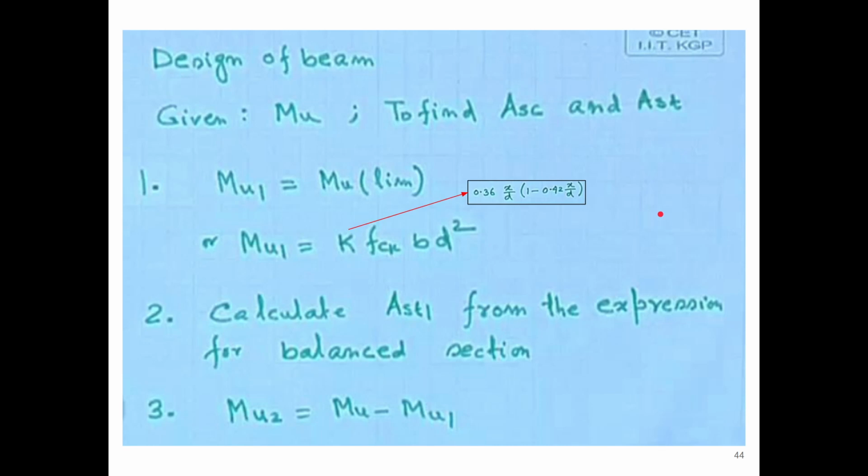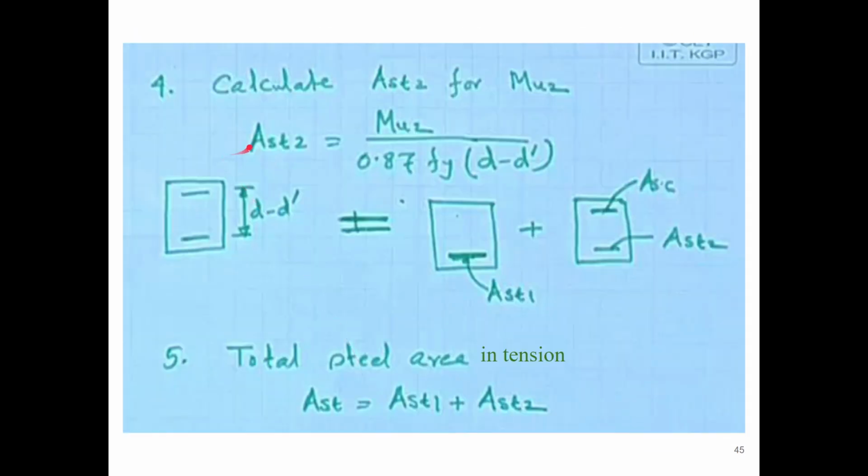So basically this is about what we discussed. Initially we tried to find out Mu1, which is k fck b d square, k having values 0.133, 0.138 and 0.149, right? Then we calculate Ast1 from the expression for the balanced section. Then we find Mu2, which is equal to Mu minus Mu1. Mu is the desired value, which will be given in the question. Then we calculate Ast2, which is equal to Mu2 by 0.87 fy into d minus d prime, right?